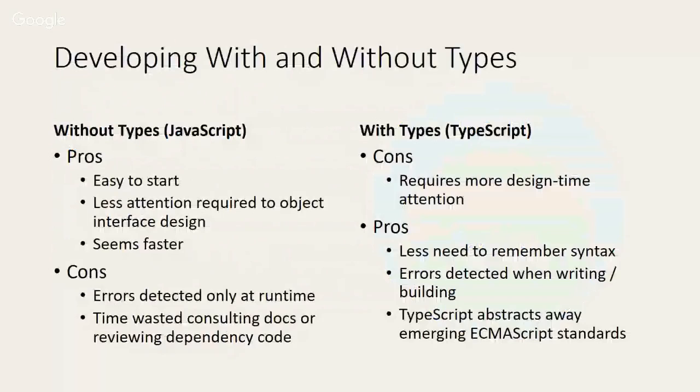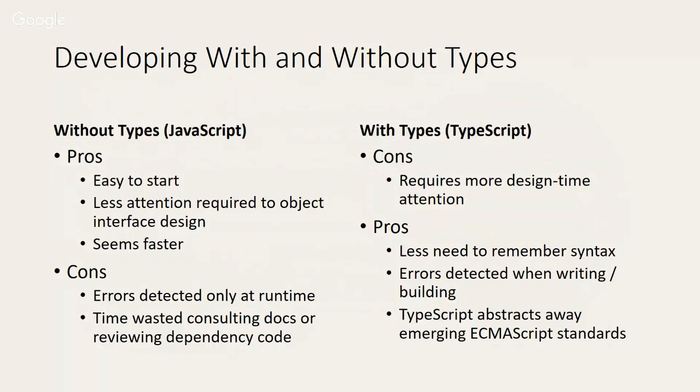regular JavaScript. So a lot of people when they think about moving from JavaScript to TypeScript get a little bit reluctant to introduce types into their coding, right? So let's look at some of the pros and cons of what it's like to code with types and without types. So without types, which is what we may be used to, it's easy to start and you don't really have to pay too much attention to the interface design between your functions and classes and objects. You can just write them and it certainly seems faster at the time. You don't have to put as much initial thought maybe into writing something that at least functions, right?